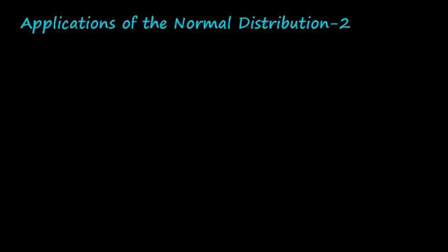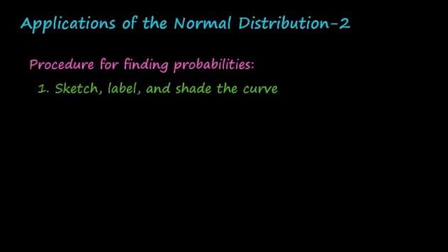Now we'll go over the procedure for finding probabilities. As we go through the steps, you need to write these down so that you can use them when you're working problems. First, after reading the problem, you'll want to sketch, label, and shade the normal curve. You'll sketch the curve and mark the mean and label that, and then find your x value on the number line and shade the area or probability that you're trying to find.